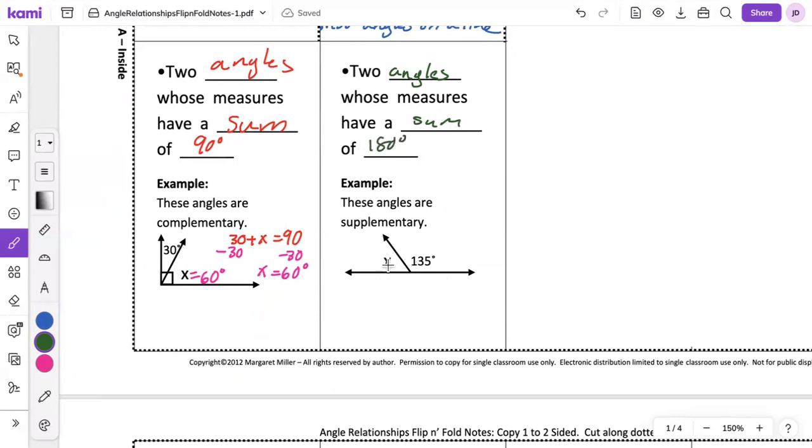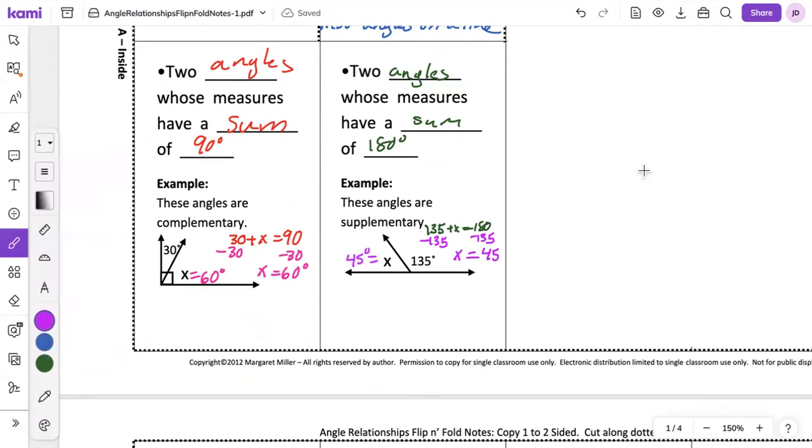And we have an example down here. It says these 2 angles are supplementary. So in order to solve that, we're going to say 135 plus x equals 180. To start solving, of course, we're going to subtract 135 from both sides. And x is going to equal 45 degrees. Yep, 45. So x here equals 45 degrees.